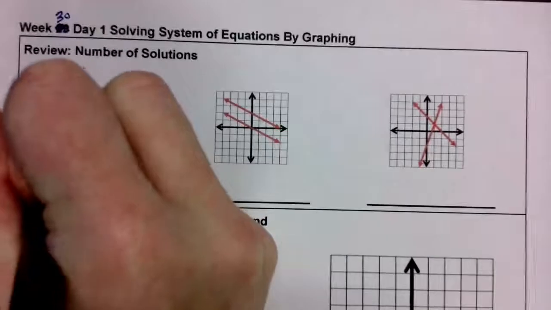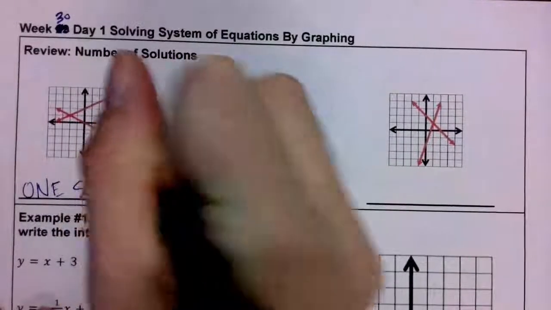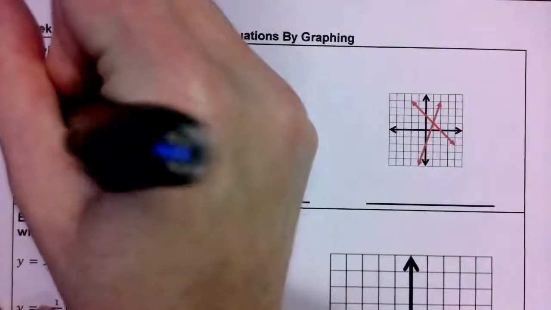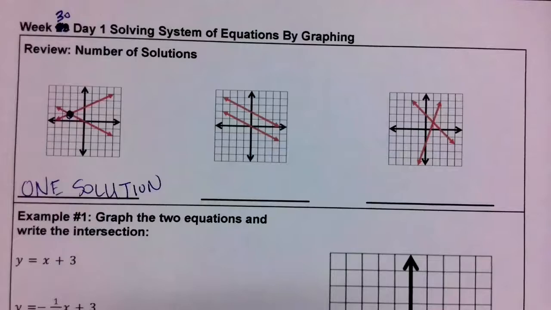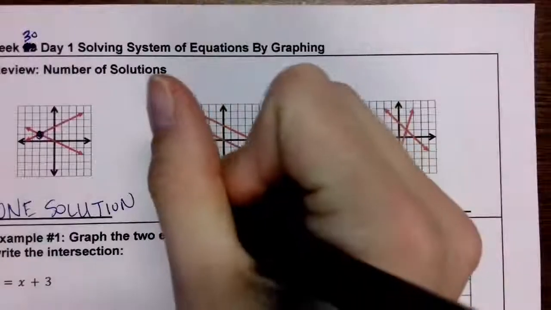One solution. If you notice, it touches right here. So there's one spot where those two lines intersect. What do you think about the second one? How many solutions do you think that one would be? No solution. They never intersect.